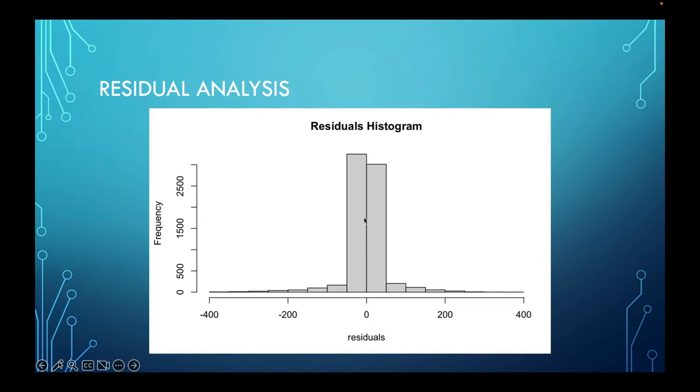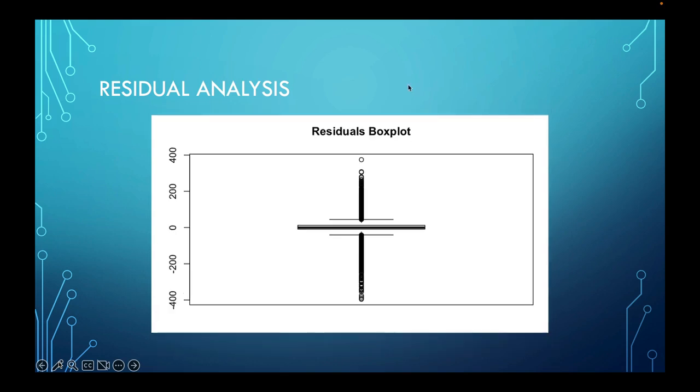And here is the histogram of the residuals. We can see that it is approximately normal, like the mean is around 0, and the distribution is symmetric. And for the outliers, we can observe that there do exist many outliers through the box plot of the residuals.